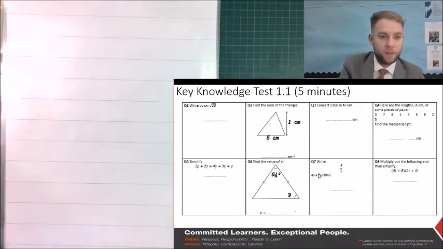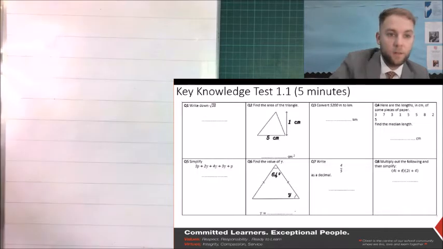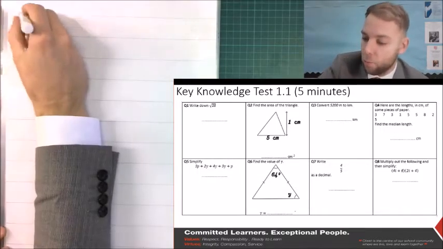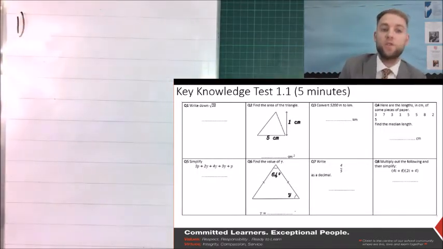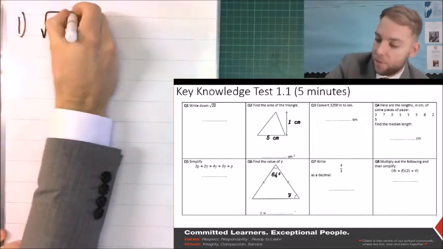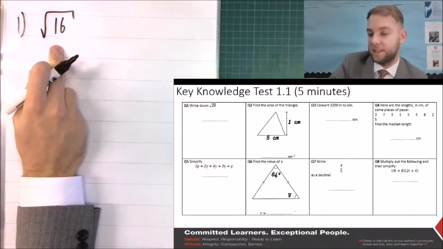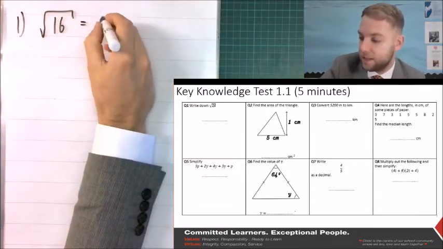Okay, so let's go through these answers. I will put them up here as well. We'll go through them quickly. Question 1 was write down the square root of 16. Now, the square root means what number times by itself gives 16. And the answer to this is equal to 4.